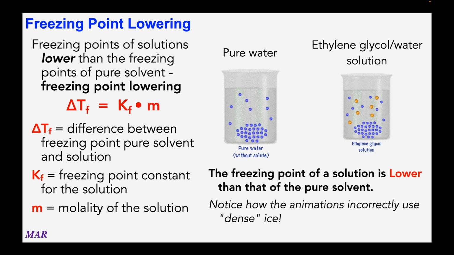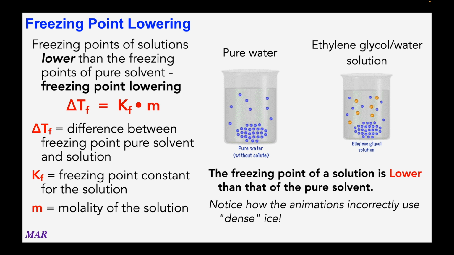I want to show some videos here on the right that show what's happening in freezing with a pure solvent versus a solution. In this video, they use pure water on the left and an ethylene glycol water solution on the right. But one problem with this video is that it shows the ice as being more dense than the liquid water, i.e. your ice cubes sink to the bottom. And as you know, by putting an ice cube in water, the ice will float on the water. It's less dense. Hydrogen bonds, we talked about it, et cetera. So the videos aren't perfect, but the idea is really valid.